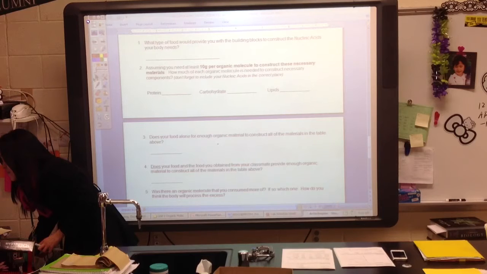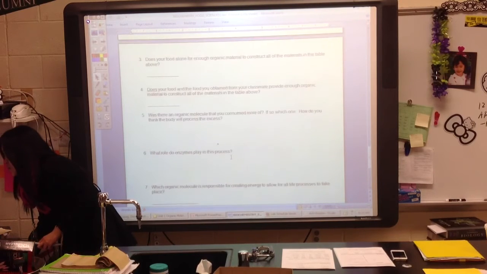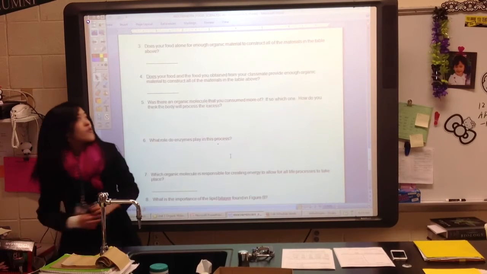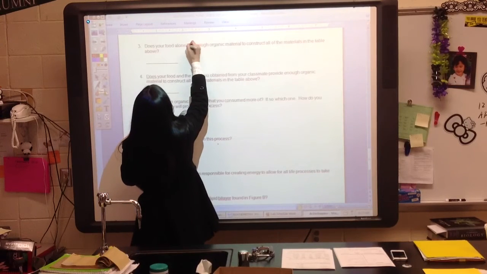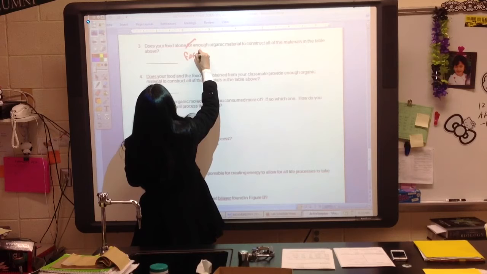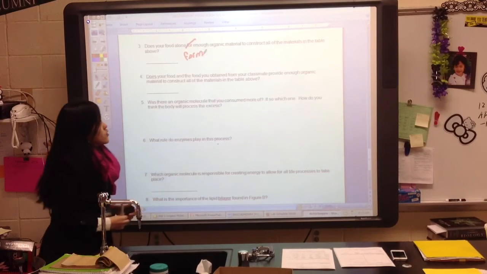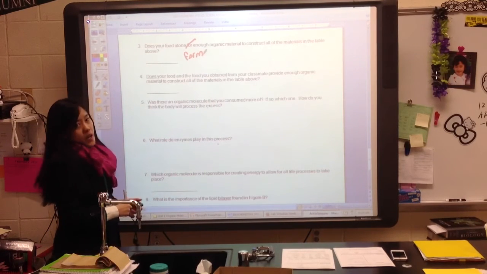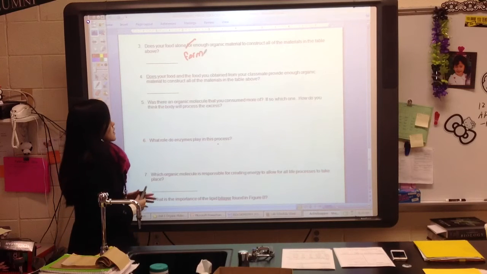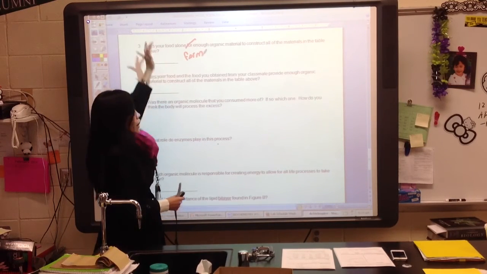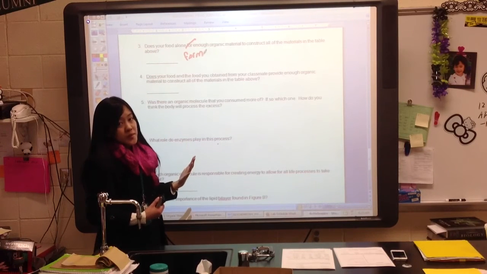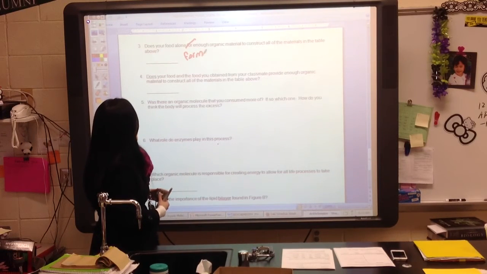And for the next question, it says, does your food alone, this should say form, for number 3 on the back, form enough organic material to construct all the materials in the table above. Does it form all of those things? And that's a yes or no question. And answering the question above should help you, seeing if you have enough of those things.